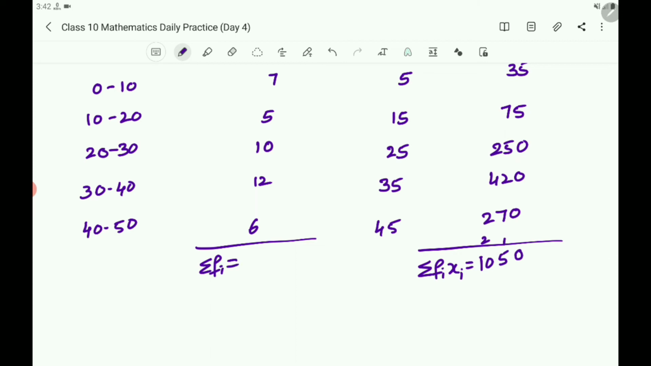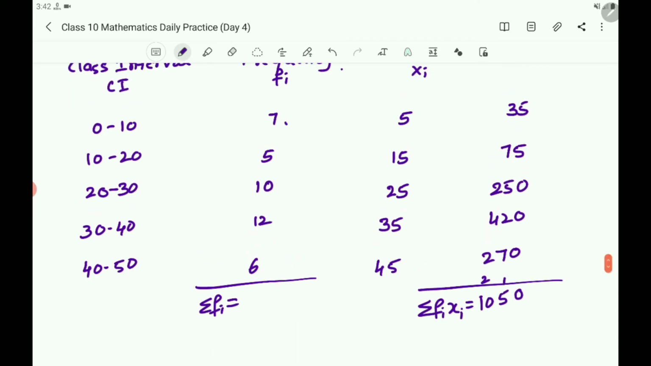Then here summation of Fi, sigma Fi, that is the sum of all the frequencies. 7 plus 5, 12. 12 plus 10, 22. 22 plus 12, 34. 34 plus 6, 40.